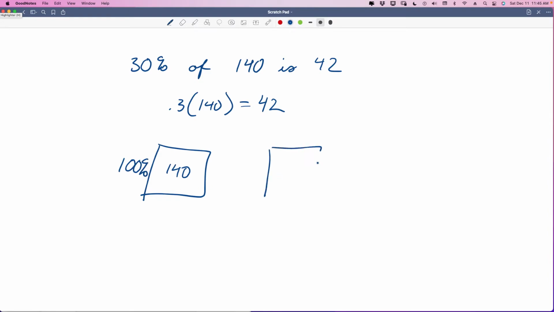And on this side, we would show the diagram saying that this is 30%. And the difference between 30% and 100% is 70%. So you're splitting it into these two parts. 30% is 42 and 98 is 70%. And we get 98 by subtracting 42 from 140. So you're basically visualizing the two sections that you have divided this total amount into.